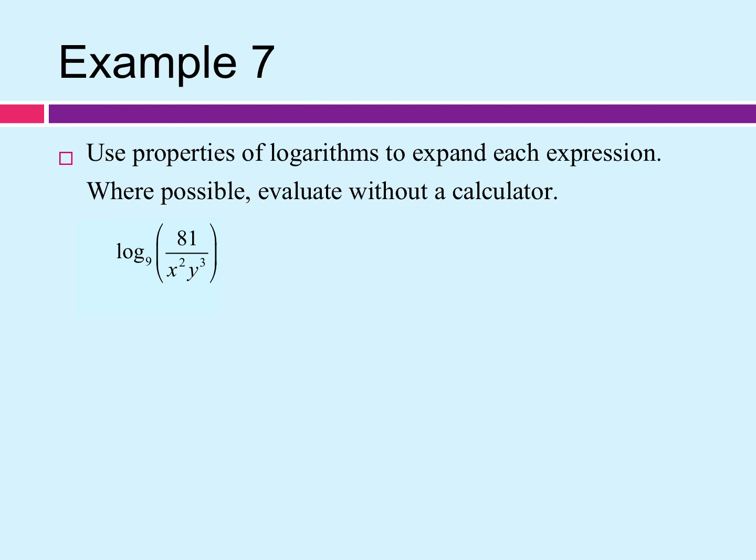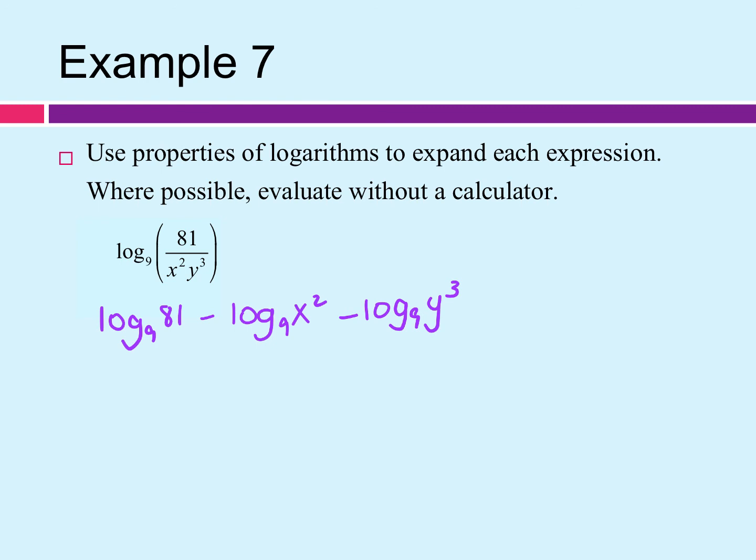This is one of the most commonly made mistakes, so I just want to go over it real fast. If there are multiple terms in the denominator, everything in the denominator is going to get a minus. Okay? If there were multiple things in the numerator, everything in the numerator would get the plus. So this is expanding again because I only have one log, right? It could say expand or condense, and this is going to be expansion. I only have one log. So I would rewrite it as log base 9 of 81 minus log base 9 of x squared minus log base 9 of y to the third. So everything in the bottom gets a minus.